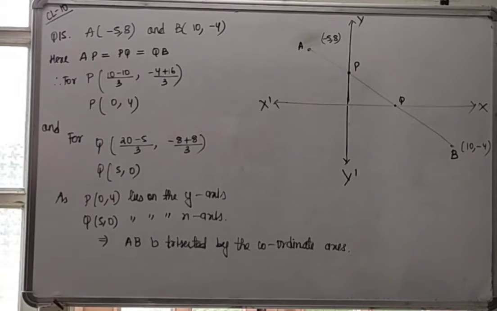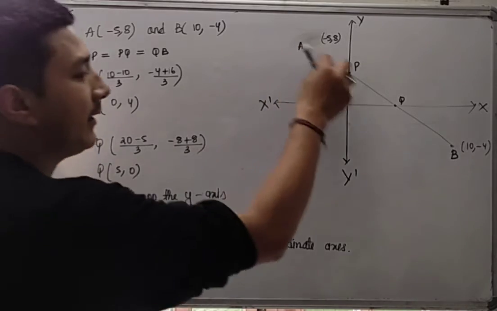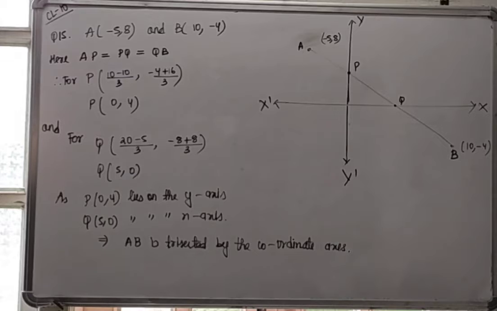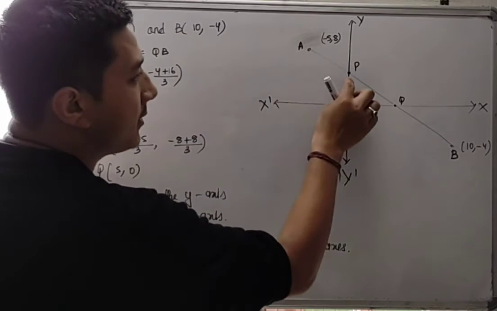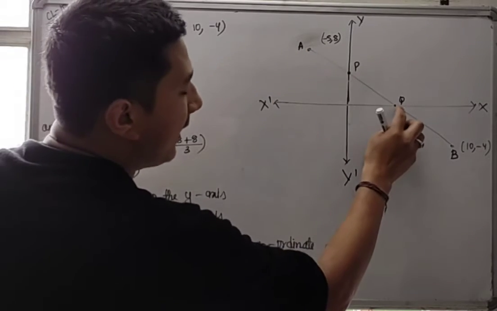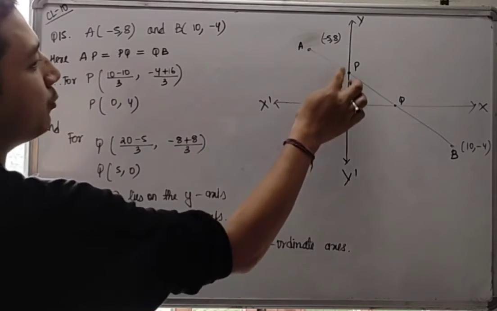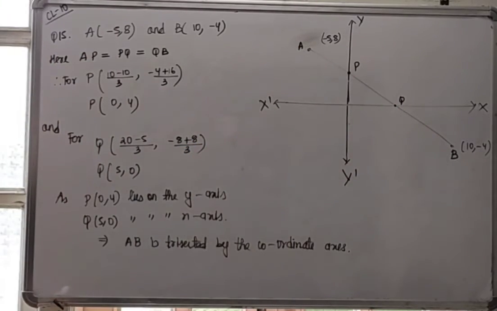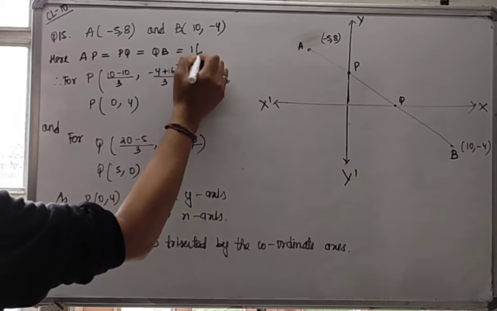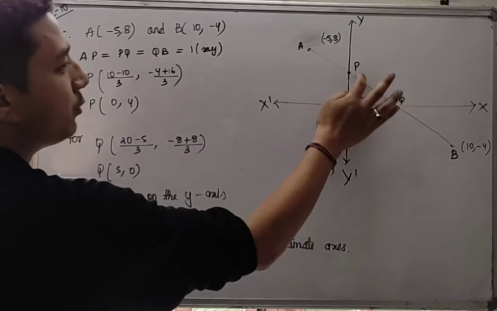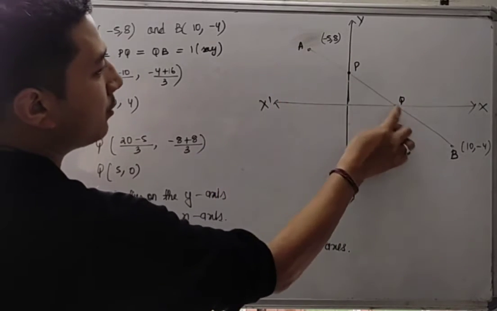What are we to prove? We are to prove that this AB is trisected by the x-axis and y-axis. Okay, so this AB touches the y-axis at P and the x-axis at Q. Am I clear? Now, as I know, the points of trisection mean AP is to PQ is equal to QB. Let us say it is 1, by assumption. Okay, now let's find the coordinates of P. So for P, it is 1:2, and for Q, it is 2:1.